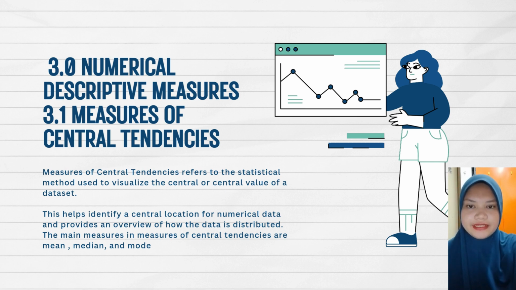Next, numerical descriptive measures. Measures of central tendencies. Measures of central tendencies refer to the statistical method used to visualize the central value of a dataset. This helps identify a central location for numerical data and provide an overview of how the dataset is distributed. The main measures of central tendencies are mean, median, and mode.